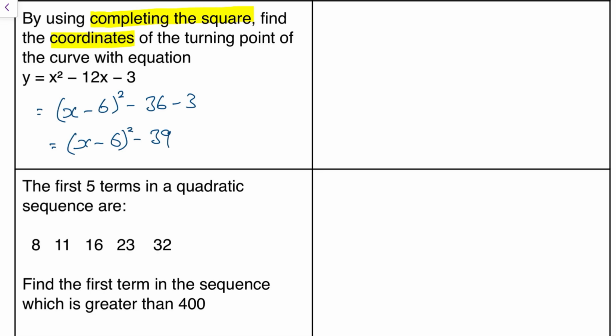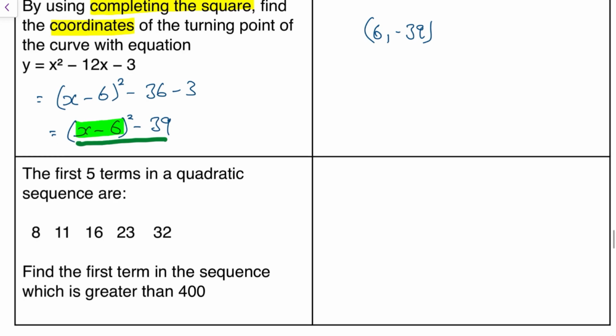Now, knowing how to interpret this is often one of the last things you come across in GCSE. I have to say I teach this quite early on because I think it's such a useful skill. But either way, the answer is going to be 6, minus 39. And why is it that? Because the thing that makes this bracket equal to 0 is 6. And if it equals 0, the smallest number I can have is minus 39. So that's going to give me the vertex.